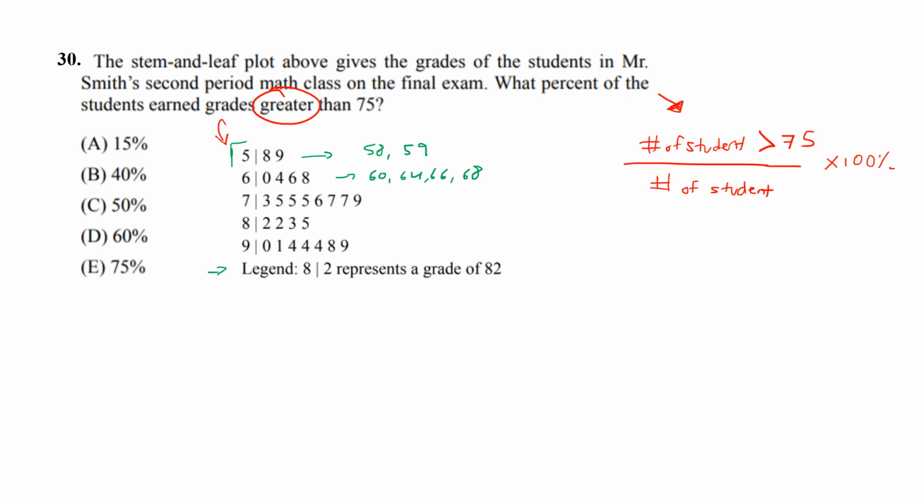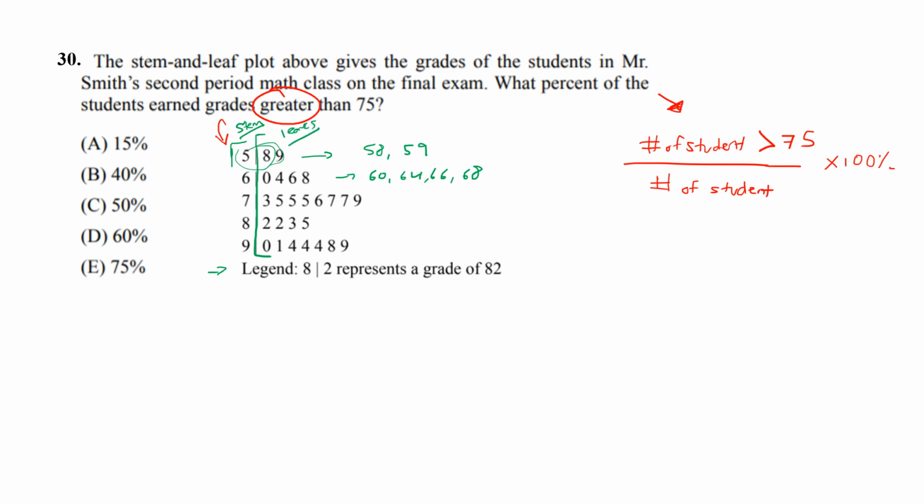This is asking us what percent of students earn grades greater than 75. So let's first count how many students there are. Effectively, I can just count everything on this side, because this is a 58, that's a 59. So it's really just how many leaves there are. This here on the left, by the way, I probably should have prefaced with this: this is the stem, and these are the leaves on the right side.